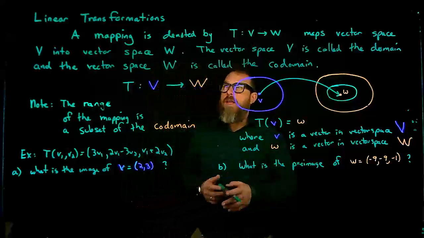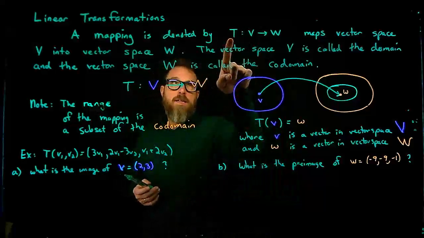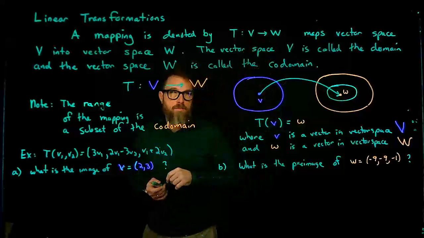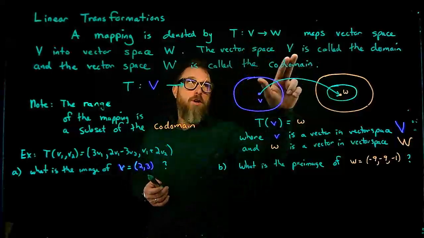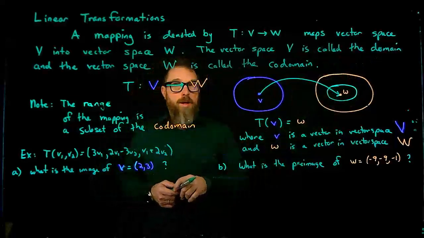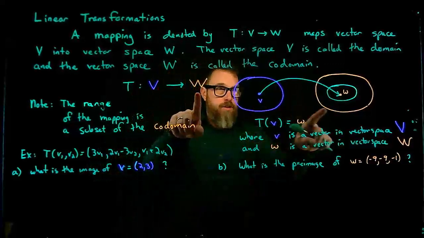So in order to start that, let's talk about a mapping. And this mapping is denoted by T, which maps vector space V into vector space W. Now, vector space V is called the domain, and vector space W is called the codomain. And this is what we have here. T is going to map vector space V into vector space W.